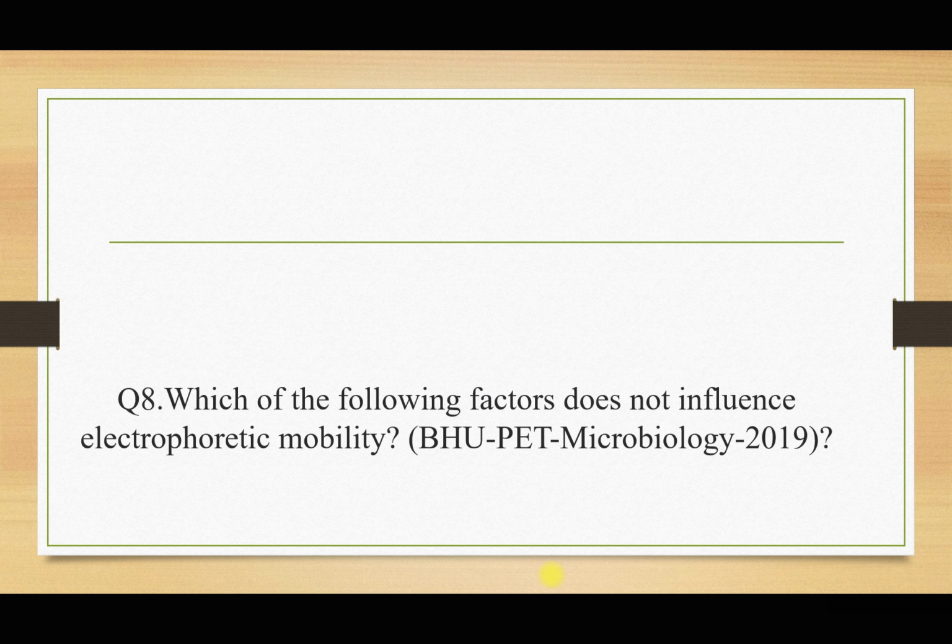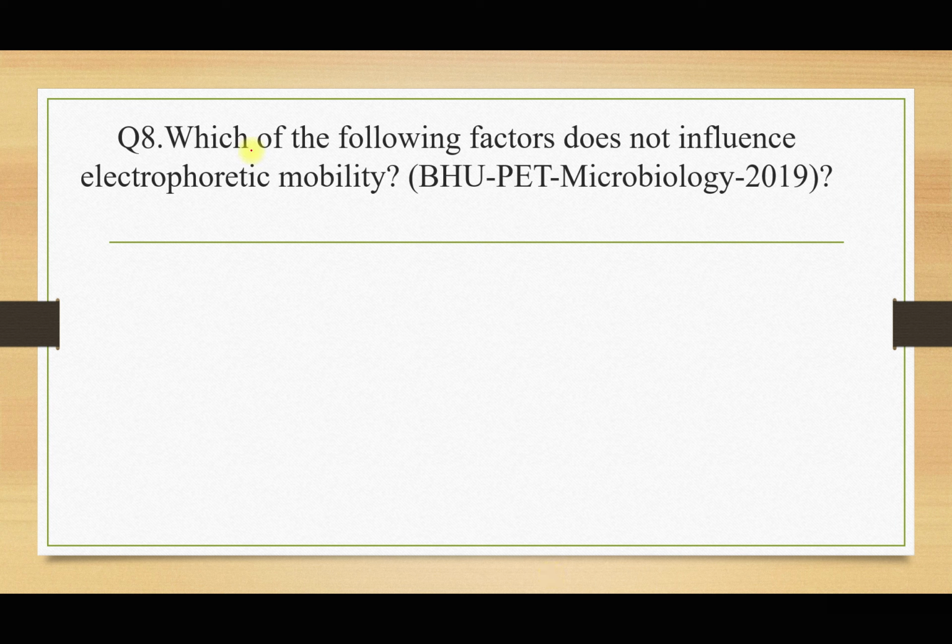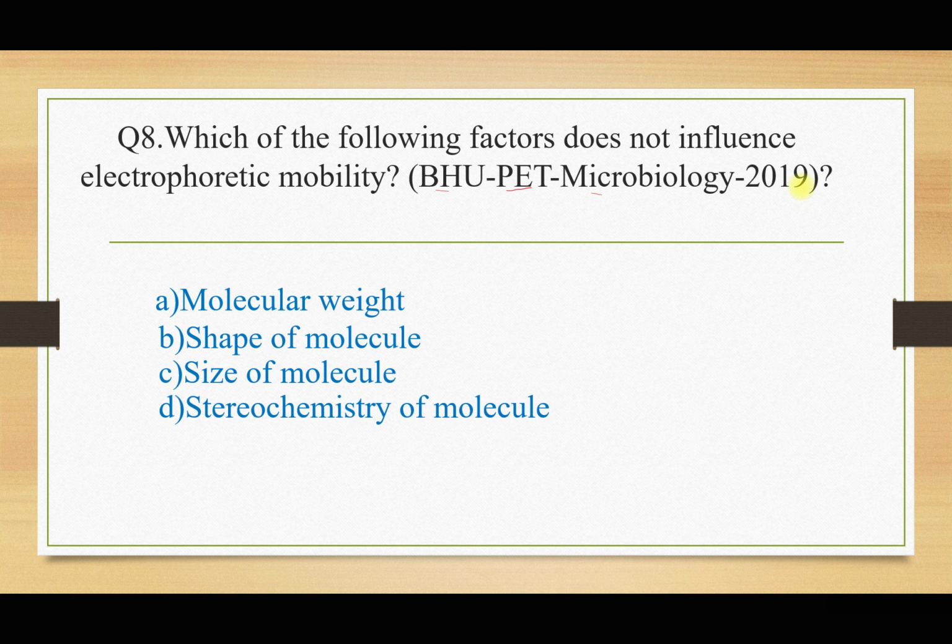The next question, question number 8. Which of the following factors does not influence electrophoretic mobility? Asked in CUET Microbiology Exam 2019. Option A, molecular weight. Option B, shape of molecule. C, size of molecule. And D is stereochemistry of molecule. Option D, stereochemistry of the molecule, is the correct answer. It does not depend upon the conformation.